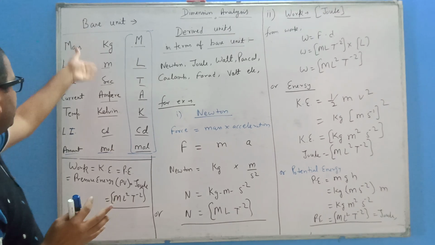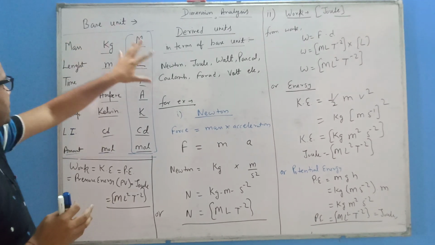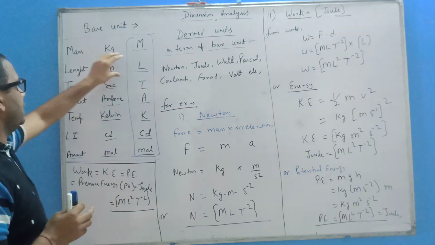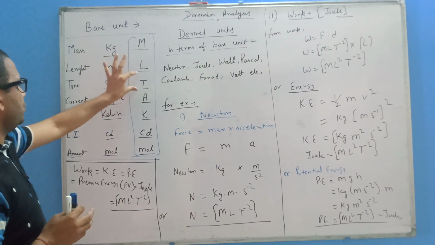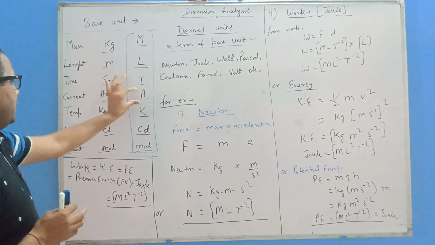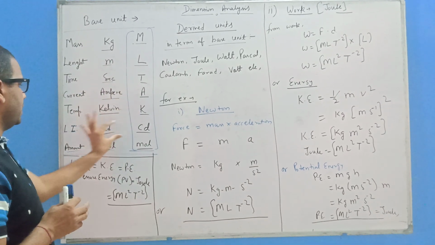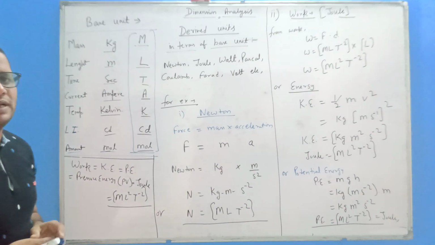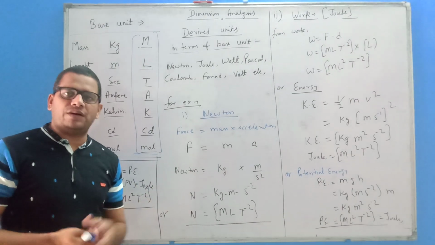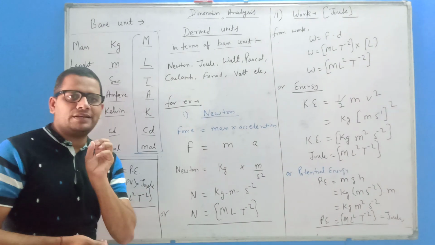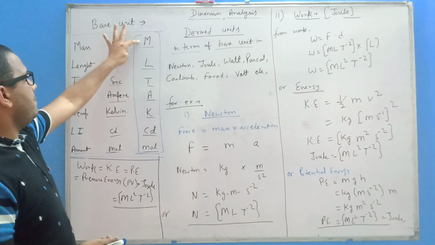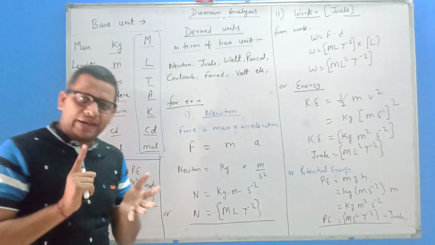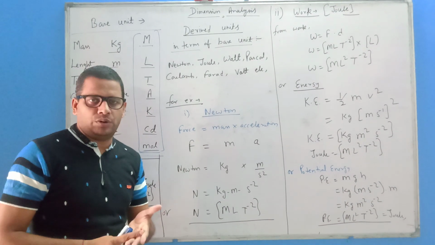Now for the process of dimension analysis, we have some symbols. In place of these units, we will use some symbols. For kg, mass M, for length meter we use L, for time we use T, for ampere A, for Kelvin K, candela CD, mole. So a very simple method to remember the 7 base units: MLT AK candela mole. Once again, MLT AK candela mole.